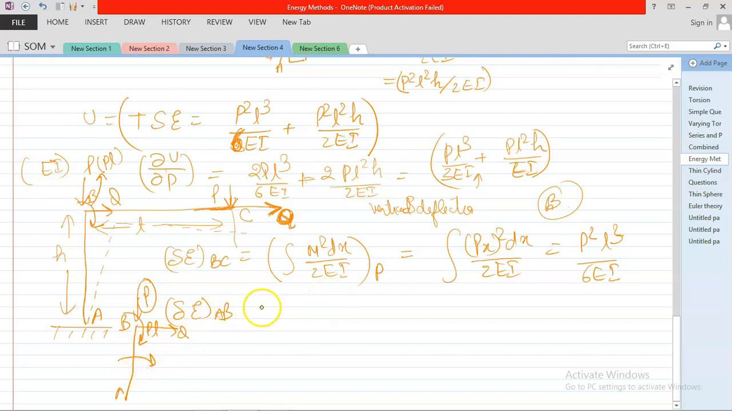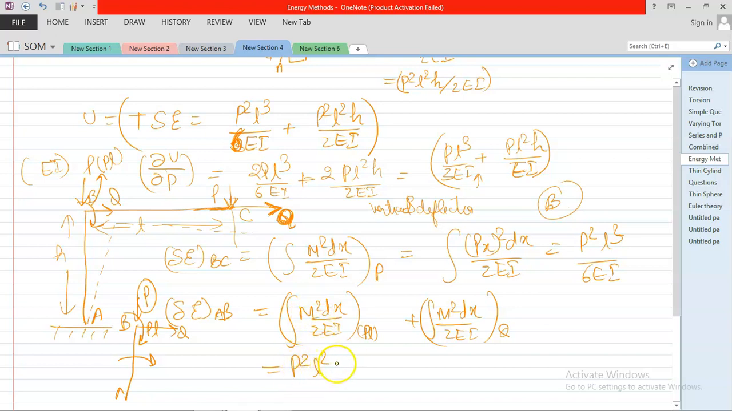So strain energy AB is equal to integral M square dx upon 2EI because of the couple that is PL, plus integral M square dx. Now if you solve this, here M is constant, that is PL, it will come outside: P square L square into h upon 2EI. This would be the expression, plus here the Q value is also trying to rotate it in this way, so a couple will act, that is Q into x, dx upon 2EI, integral 0 to h.